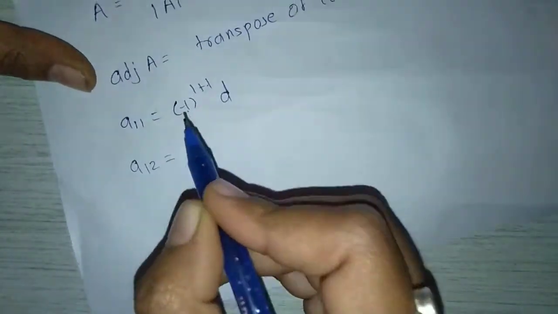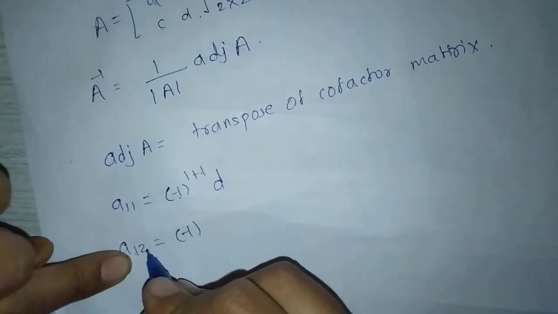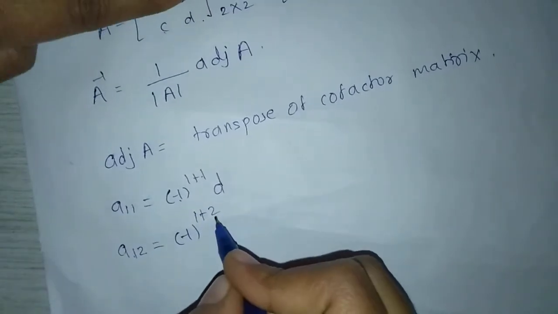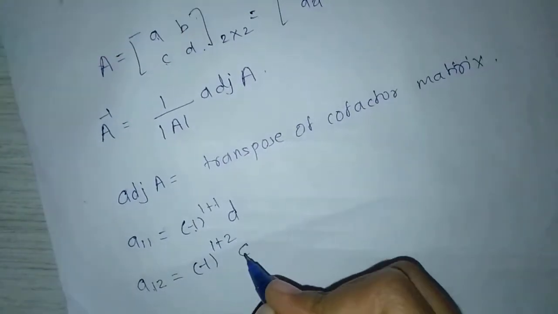A12 equal to -1 raised to 1 plus 2. First row and second column excluded. What will remain? C.